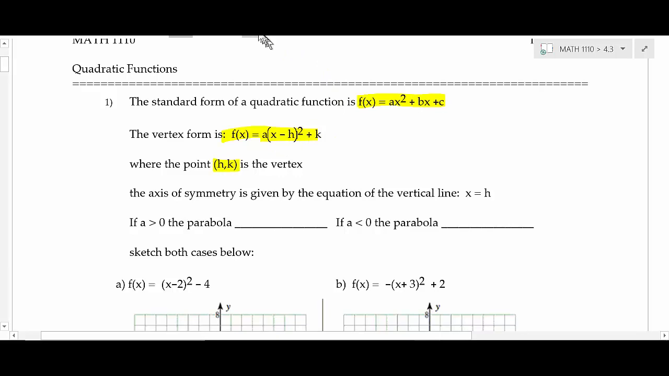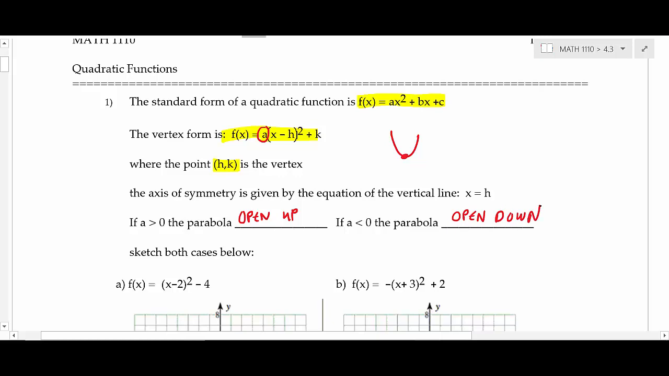The vertex is just this point here, where the parabola comes to a point and where it's symmetrical about. A couple of things that you want to be sure that you're aware of. If this number a is positive, that means the parabola is going to open up. If this number a is negative, then that means the parabola is going to open down. That's because it's a reflection. Those are things that we've talked about before already.